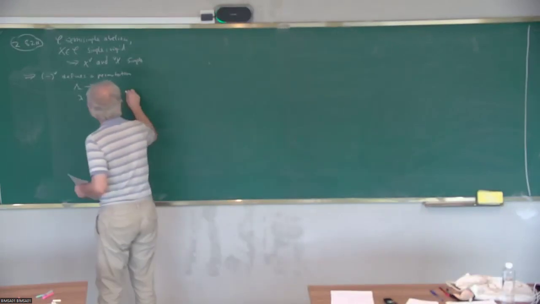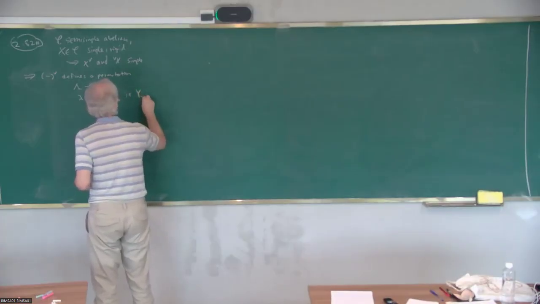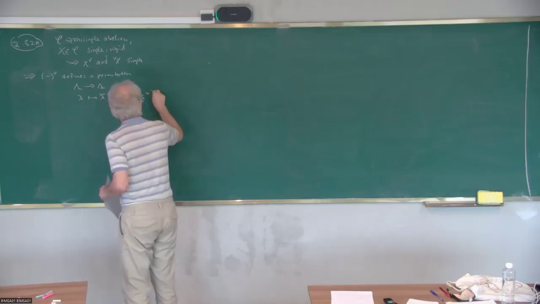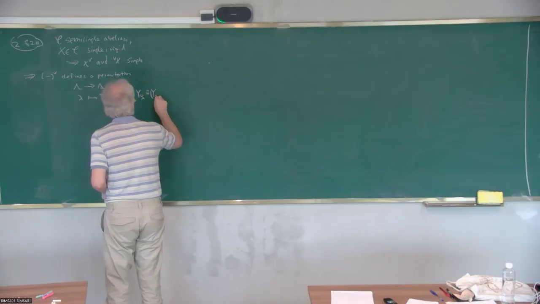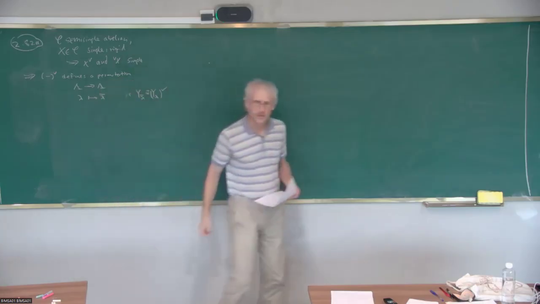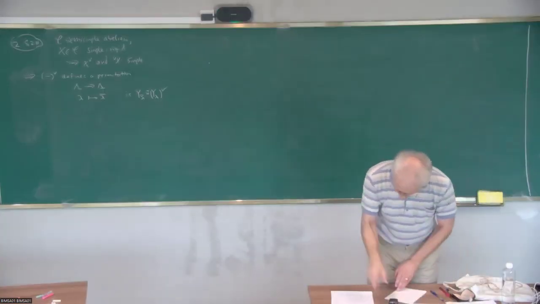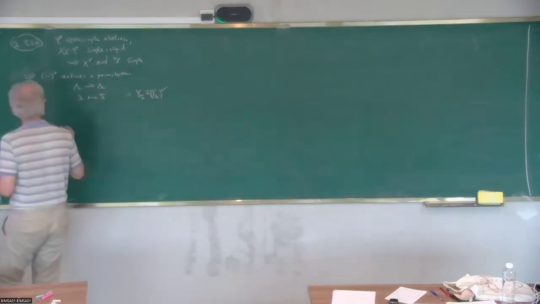So that means that the simple object, the representative of the class lambda bar, is isomorphic to the dual of the representative of lambda. There is no preferred isomorphism, and that actually plays a role for something we will do later.